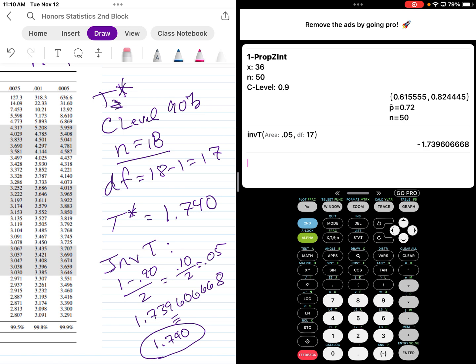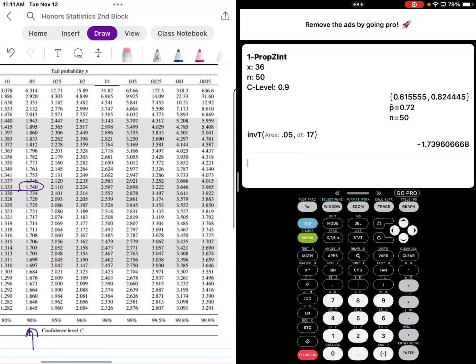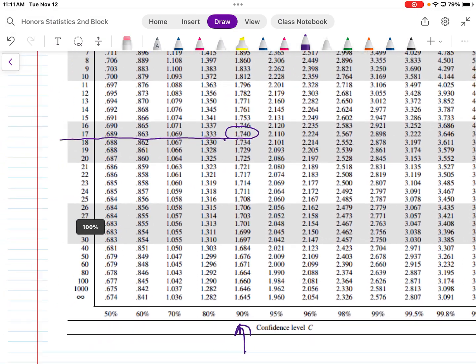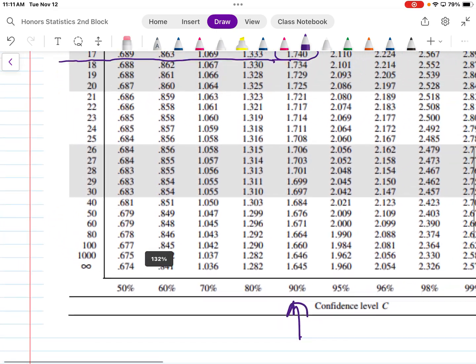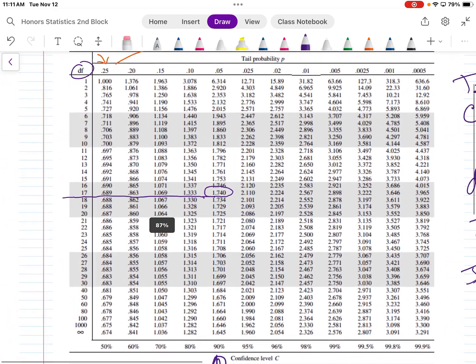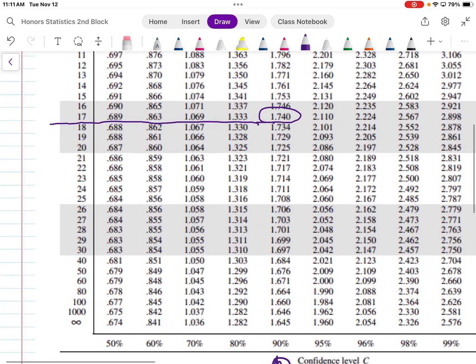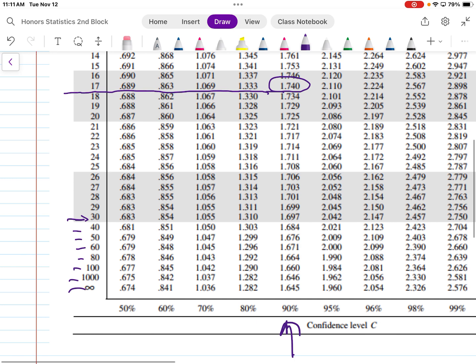Now, here's the other part you've got to be careful about. I'm going to get rid of the calculator and let's look at the way the chart goes. Notice that they have all the numbers from basically 1 all the way down to 30. And then they start saying 40, 50, 60, 80, 100, 1,000, and then infinity. So what that means is, let's say my n was equal to 39.